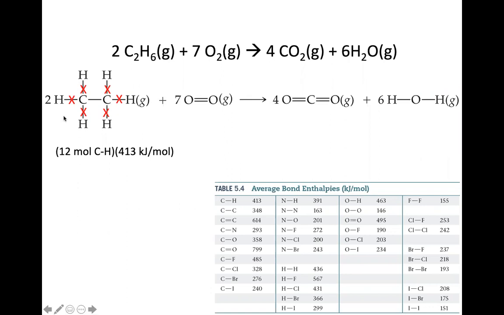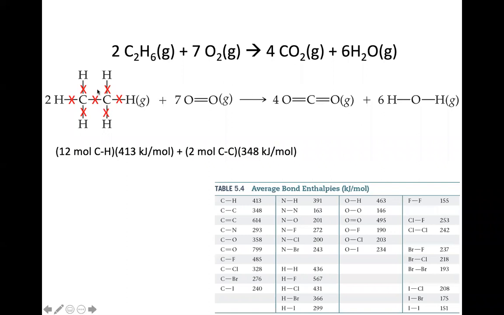I see that, first of all, I'm going to break the carbon-hydrogen bonds. That has a value of 413. And I see within this molecule, 1, 2, 3, 4, 5, 6. I get to a value of 12, though, because I have 2 moles of that. I had 6 bonds within that, and then I have 2 moles of it involved. That's where I get this 12 moles value.